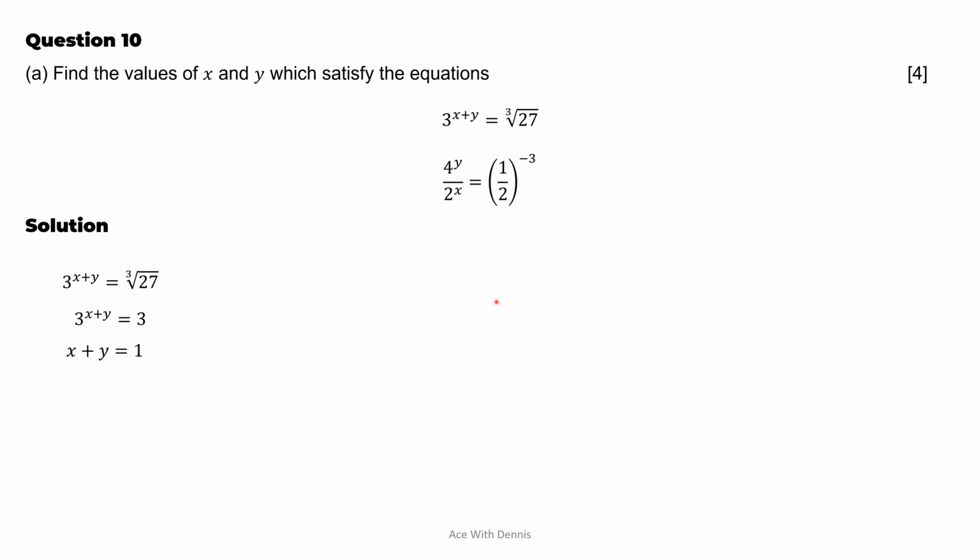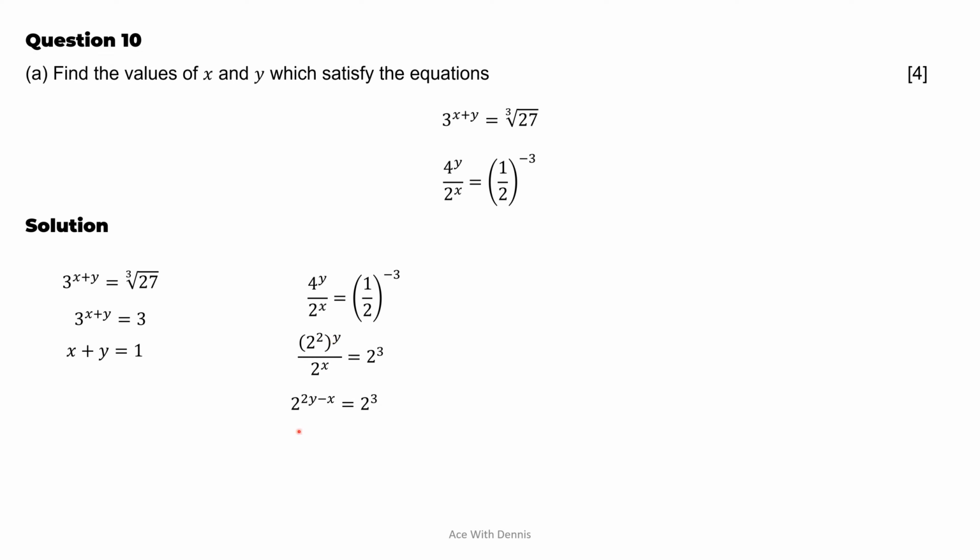So we get our first equation. For the second equation, 4 to the power y over 2 to the power x equals half to the power negative 3. So we have this 4, which is not a prime number. We change it to a prime number, which becomes 2 square. Then y over 2 power x equals 2 cube.